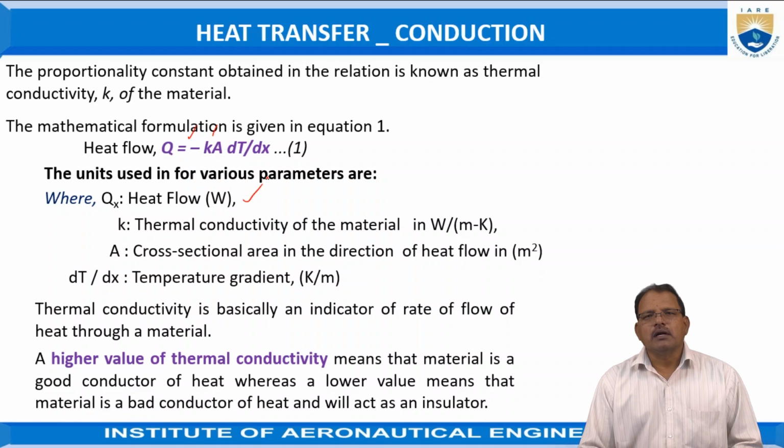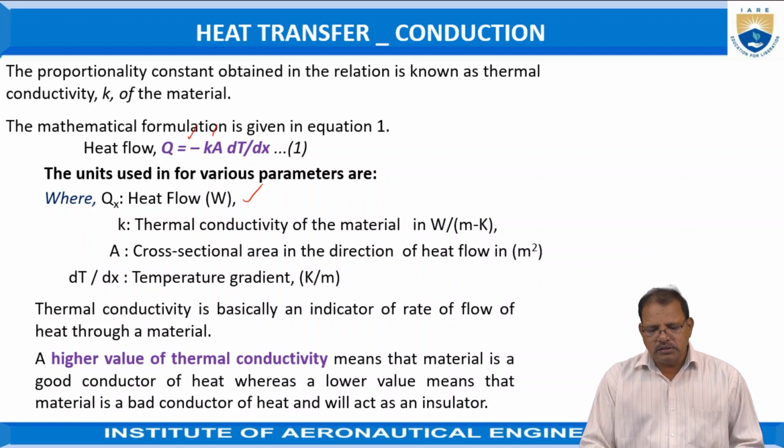And K is the thermal conductivity of the material. Its unit is watts per meter per degree Kelvin. dT/dx is the temperature gradient. Temperature is measured in Kelvin and distance is measured in meters. Hence, the unit of the gradient is Kelvin per meter.